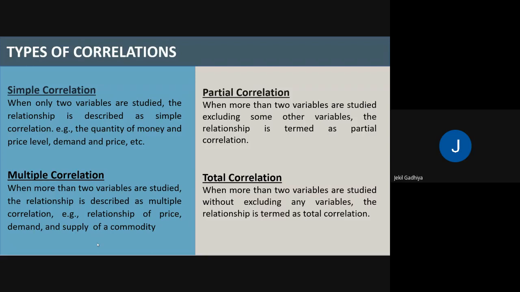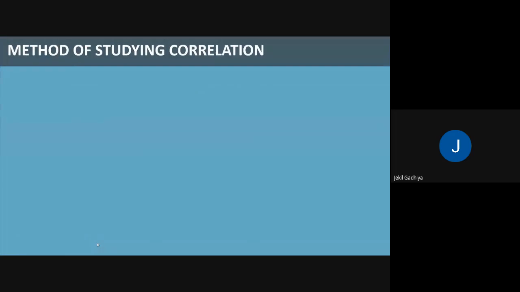Okay. Now next is what? How to study these correlations. So first of all, we discussed what correlationship is. Then we classified the correlations. Now the methods for studying this correlationship.